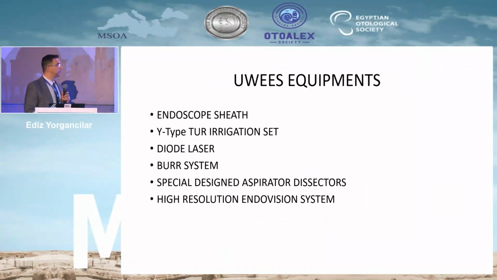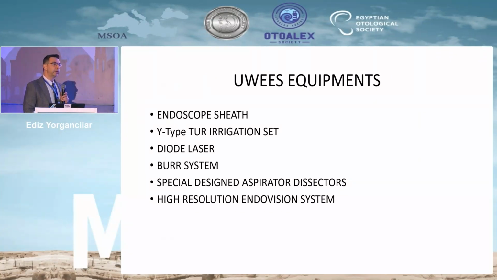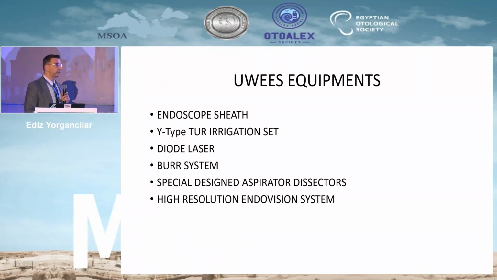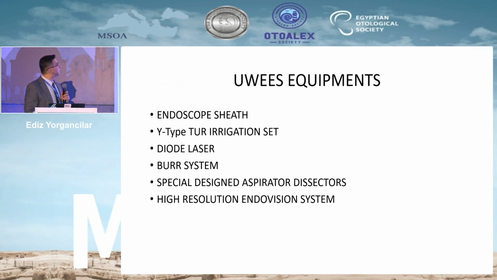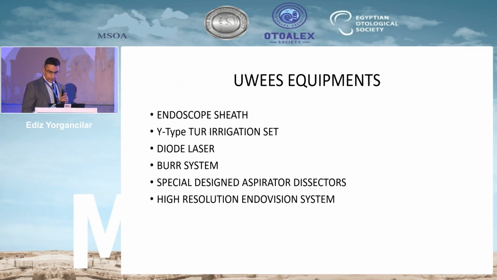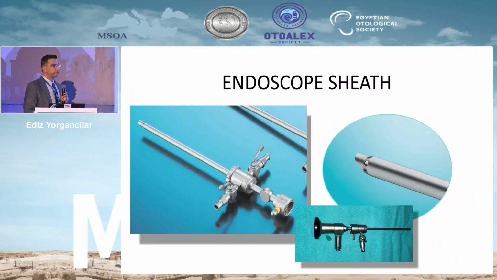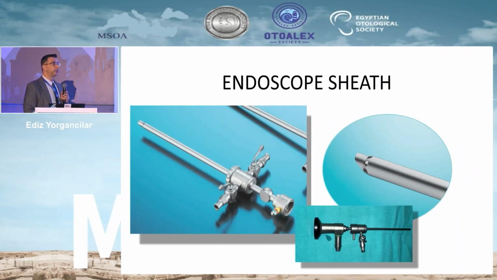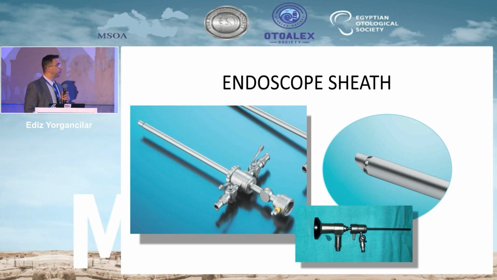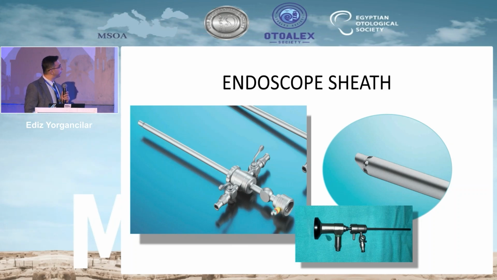So I was inspired by these techniques, and I modified it for me. This is the equipment. I will explain it. First of all, the endoscope sheaths. These sheaths are usually used by orthopedics for meniscus surgery and arthroscopy.